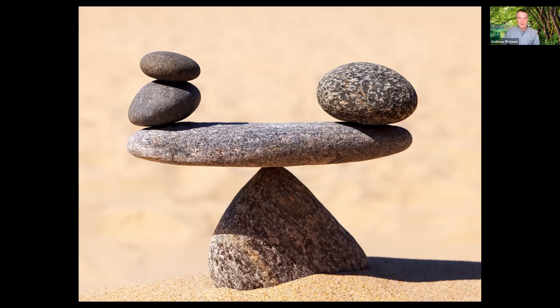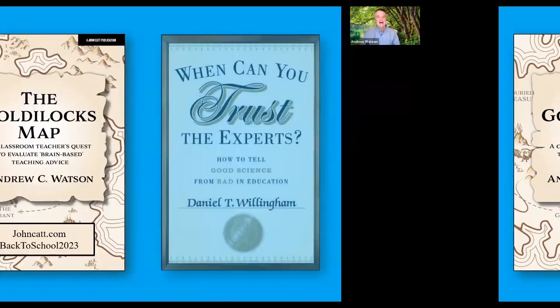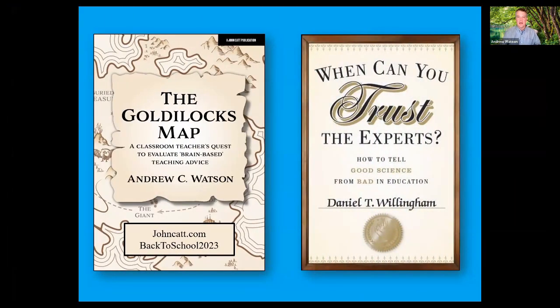Now, I promised you a little bonus at the end. This is the book that I wrote called The Goldilocks Map. If you are interested in this topic more broadly, there aren't a lot of books in this field, but the first one was written by a guy named Dan Willingham. And if you know this field, you know he's a real leader in the use of research to inform teaching.